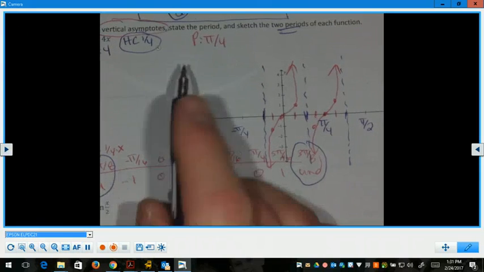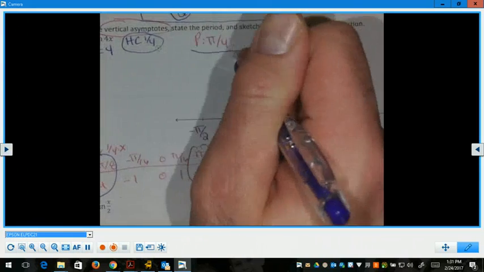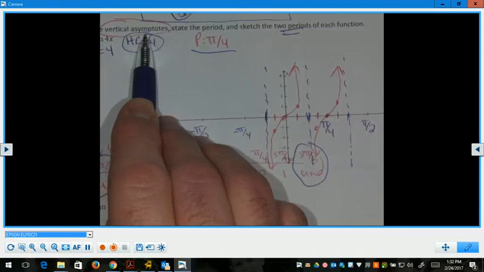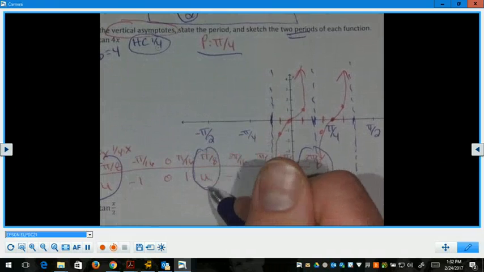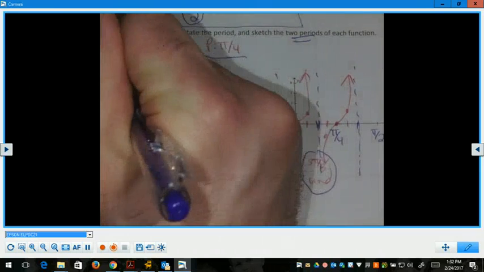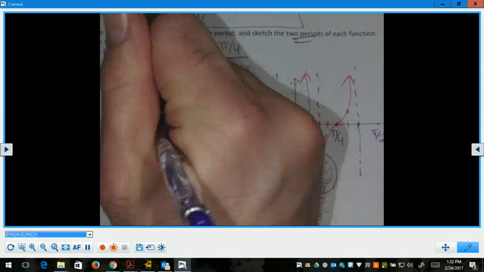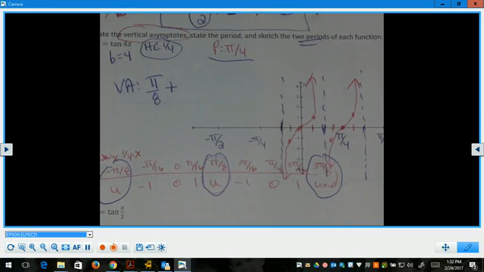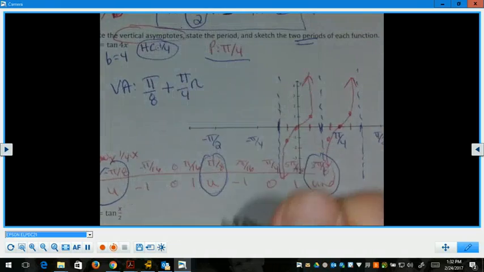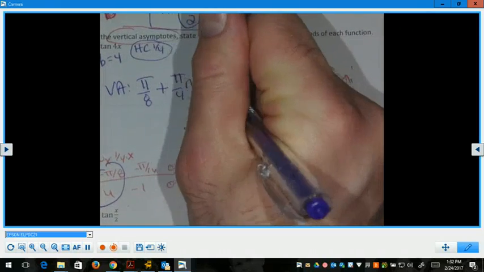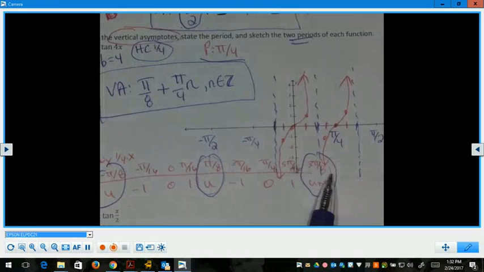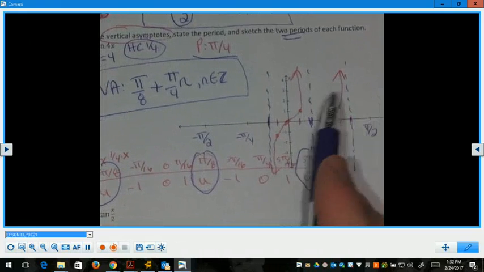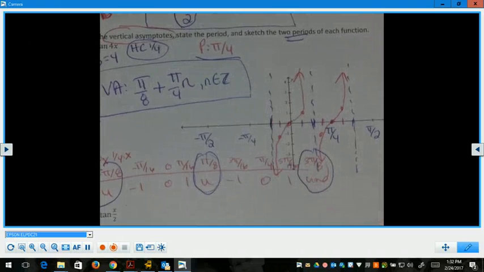Now the one thing we were asked was to find the period, or not the period, we already have that, to find the vertical asymptotes. Well, on our graph, we already determined that our first positive one is at pi over 8. So we can say that the vertical asymptotes will be located at pi over 8 plus, what should I add to it to get the next one? Pi over 4, the period. Pi over 4n, where n is an element of the integers. So there's how we get our vertical asymptotes. We find the first one, we add the period to it. Find the first one, subtract the period from it, puts us right there.